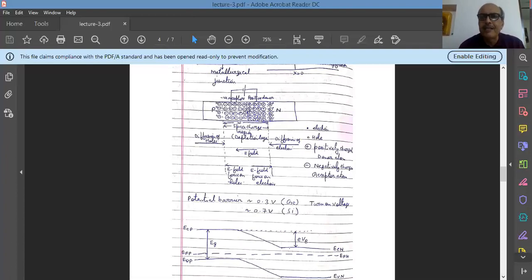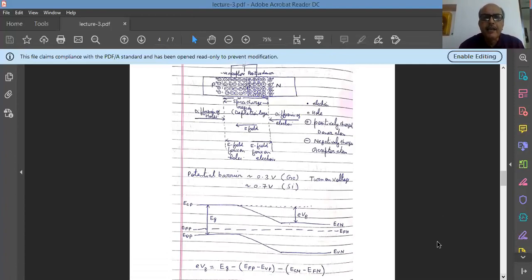Now let us try to understand the same thing on the basis of energy level diagram. You now know the energy level diagram of a p-type semiconductor and n-type semiconductor. Here ECP, P for p-type.